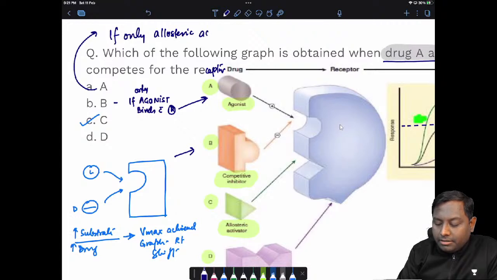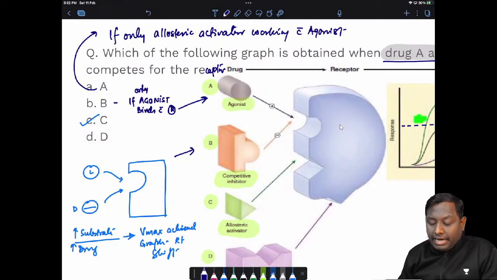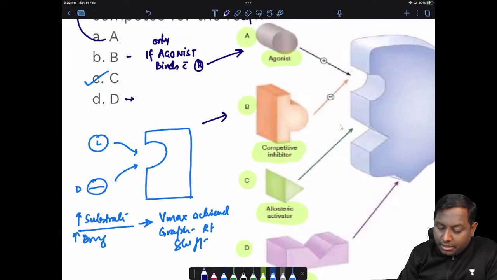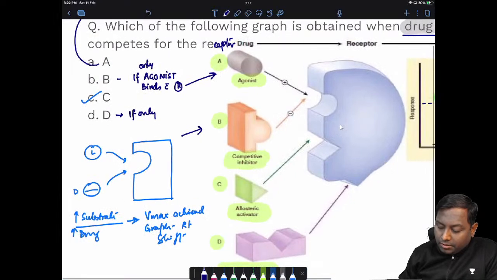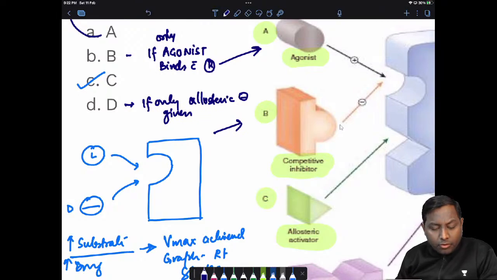Allosteric activator is working with the agonist. Agonist तो है और साथ में उसको कोई allosterically activate भी कर रहा है, sensitivity को बढ़ा रहा है. Okay. And graph number D नीचे आ रहा है. So that is non-competitive inhibitor. So this is mainly if only allosteric inhibitor, जिसको लिखा है ना allosteric inhibitor, अगर उसको दिया तो if only allosteric inhibitor is given. I hope it is making sense to all of you, right?